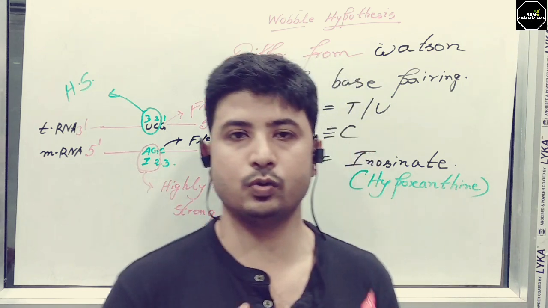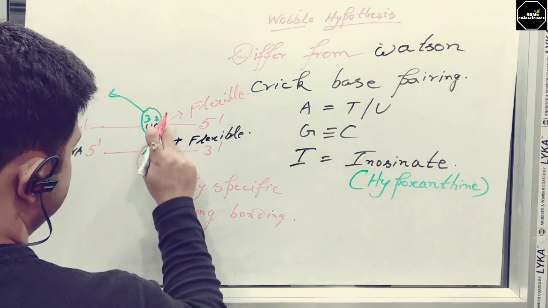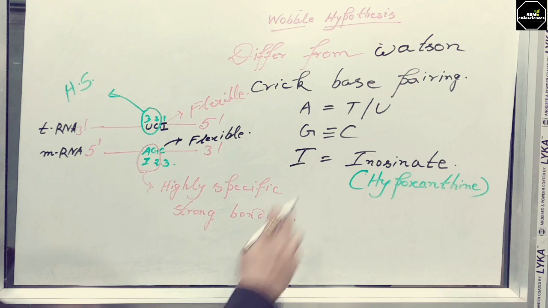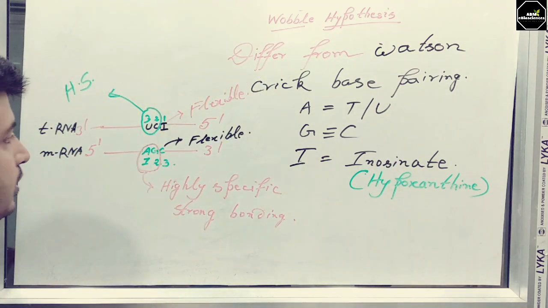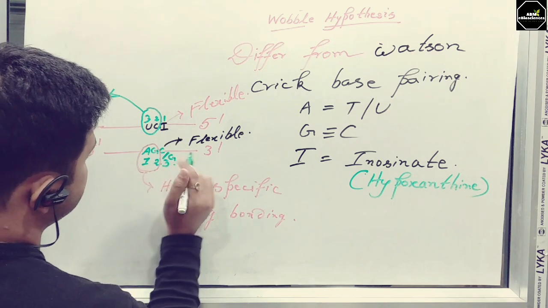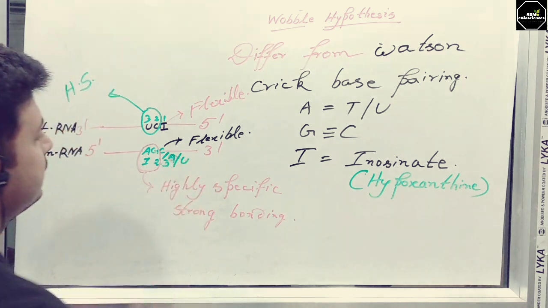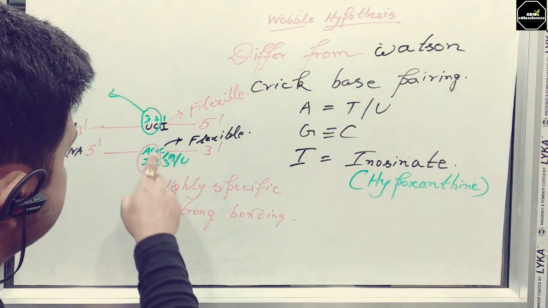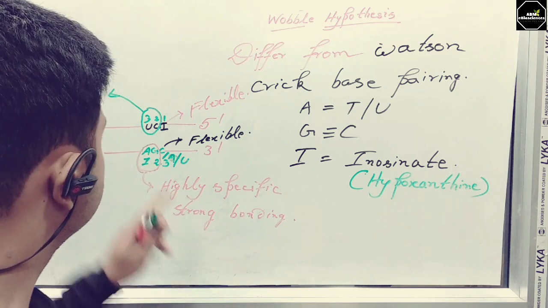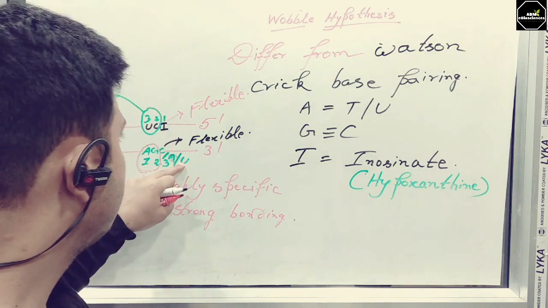The anticodon present in the tRNA contains G, and if I replace this G with I, the inosinate, then this I can pair with C, A and U. So if you change the codon in the mRNA, where the first two are the same but the third has been changed from C to A, it will still bond with the I. U also bonds with the I.